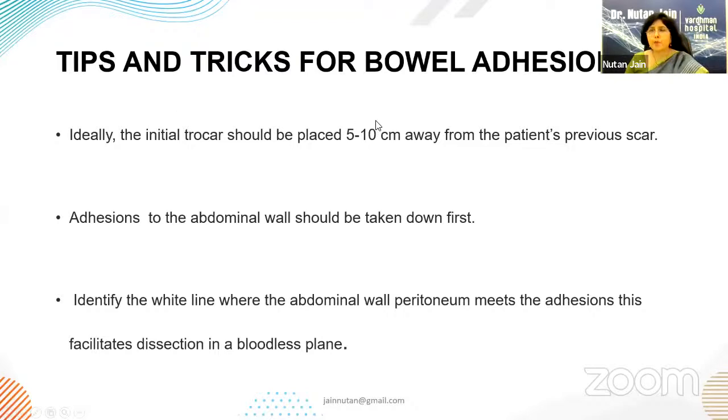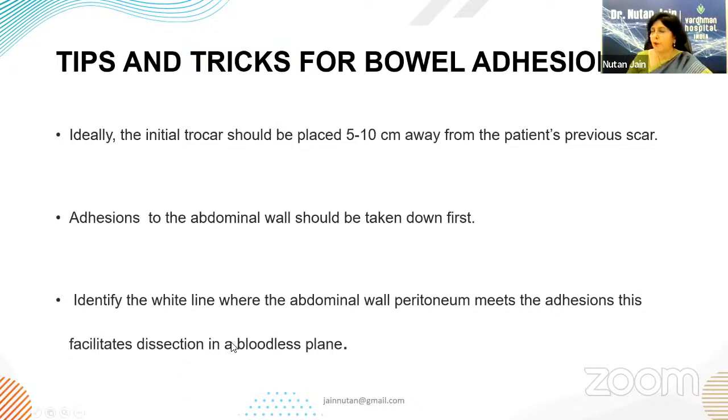So tips and tricks for bowel adhesion: ideally the initial trocar should be placed 5 to 10 centimeters away from the previous surgical scar. As they have shown, the joint point remains about 10 to 13 centimeters from the umbilicus. Most of the scars are midline or paramedial, so it does the job. Adhesions to the abdominal wall should be taken down first, and we should always try to pull them a little and create a plane of cleavage between the bowel and the anterior abdominal wall.